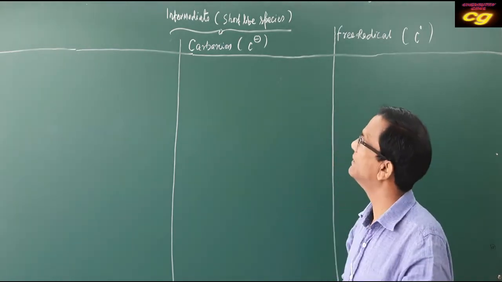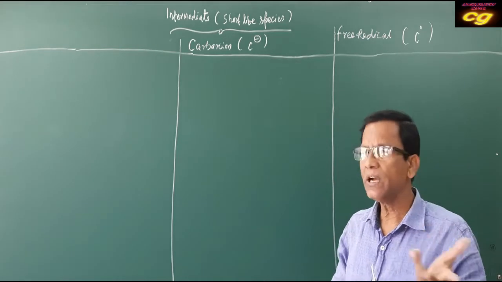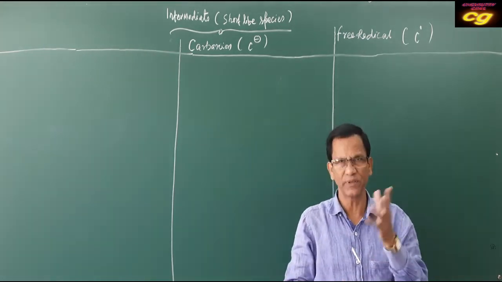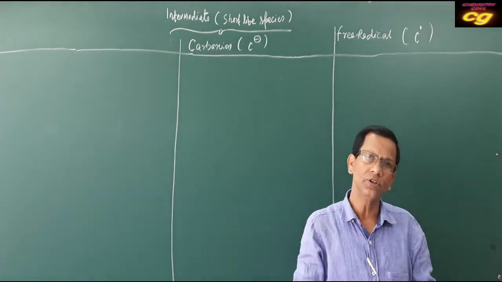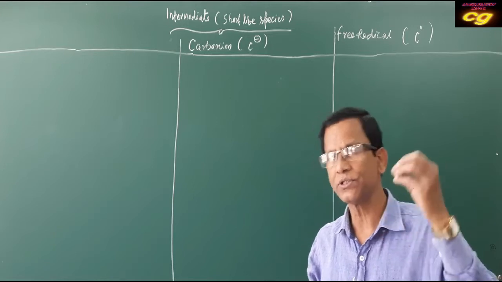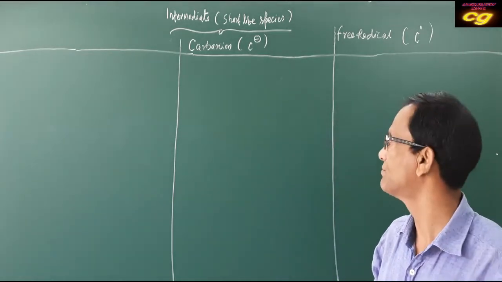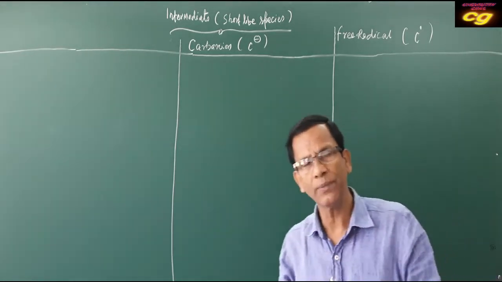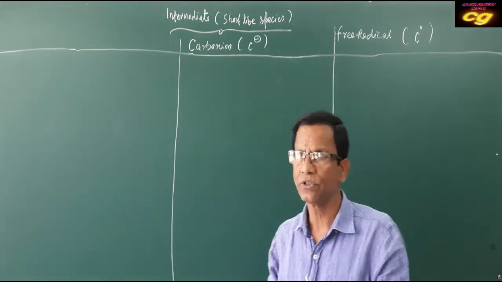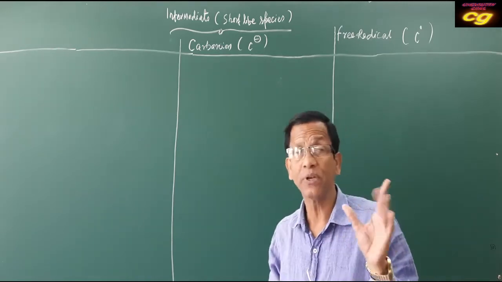The intermediates are of several types. It depends upon the nature of the species. Almost all intermediates are either electron-rich species or electron-deficient species. And there are also two types: they behave as electrophiles or they behave as nucleophiles. What are the different types of intermediates?